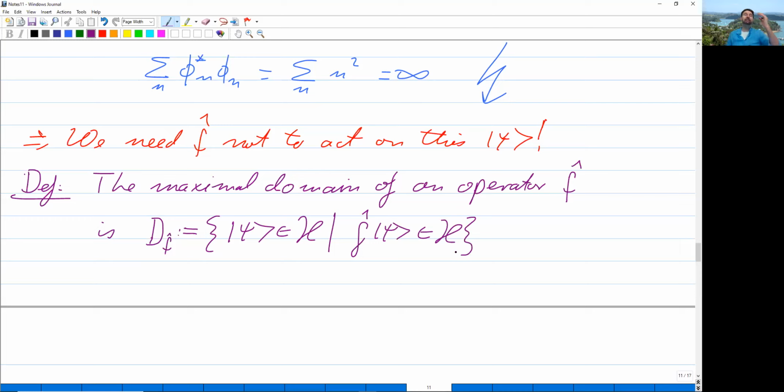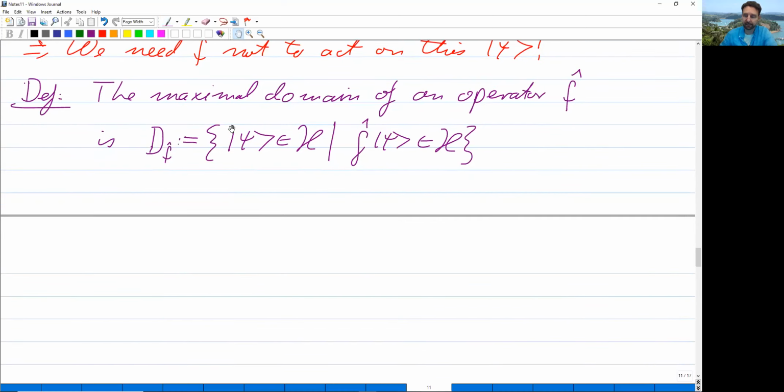So the maximum set of vectors in the Hilbert space that we can allow any operator to act on is the set of those vectors in the Hilbert space whose image under f hat is also in the Hilbert space. In other words, an operator can only map normalizable vectors into normalizable vectors. If it would map into non-normalizable vectors, we don't do that because it would lead us outside of our Hilbert space.